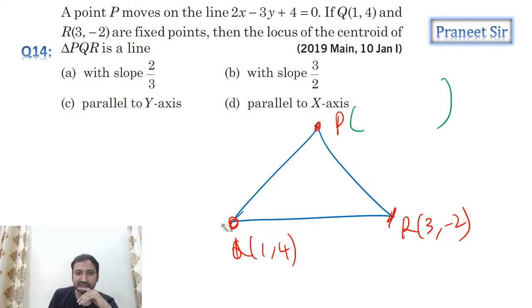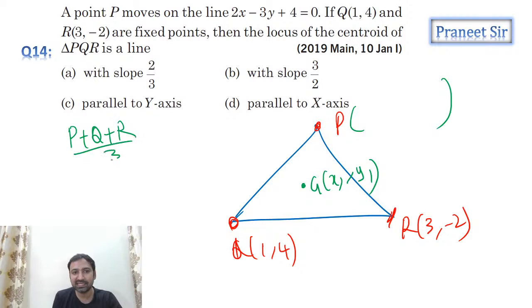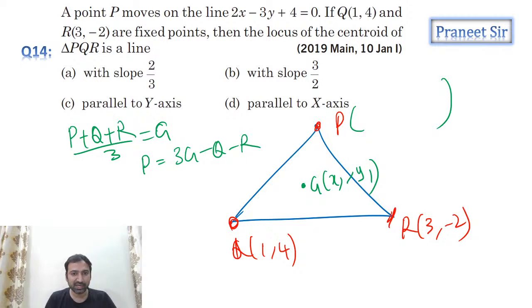As he's asking for the locus of the centroid, I will take the centroid Z as (x1, y1). In that case, what is the centroid formula, guys? The centroid formula is (P plus Q plus R) by 3 equals Z, right? So from this, can I calculate the P value, which is 3Z minus Q minus R, right? I am assuming the locus of the centroid and I need to calculate. So the centroid I am assuming as (x1, y1). In that case, the point P is going to be 3Z minus Q minus R. Why? Because the centroid formula is (x1 plus x2 plus x3) by 3, comma (y1 plus y2 plus y3) by 3.